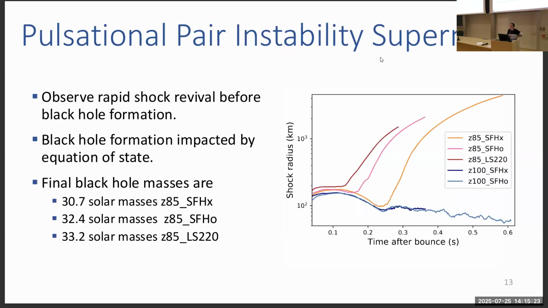So one thing that we saw that was interesting is we get a shock revival before black hole formation. The black hole formation time changes depending on the equation of state. So it seems like if you have higher mass models, the differences caused by the equation of state are more noticeable. And we just made a quick approximation of a minimum of what the final black hole masses would be, based on the explosion energy and the binding energy. And they're pretty much where you would expect the bump in the black hole mass distribution to be.